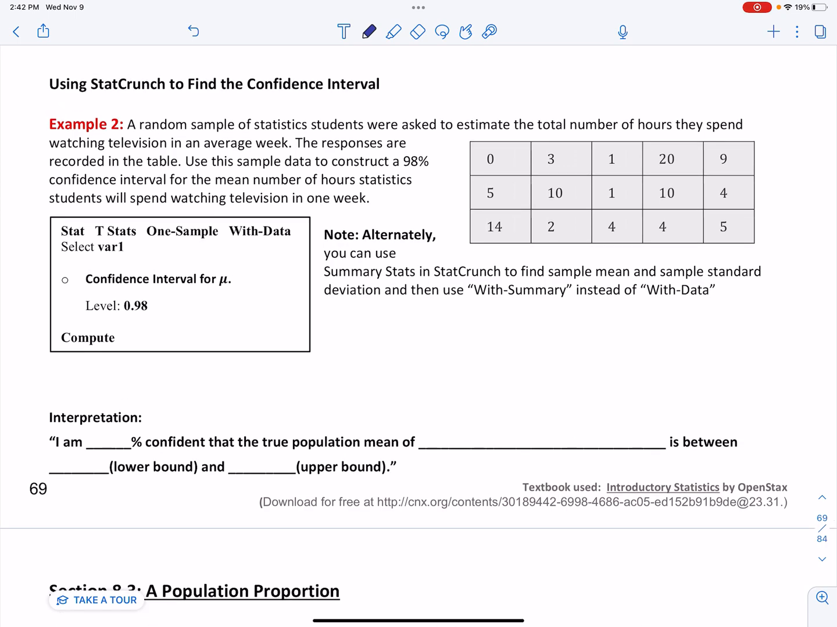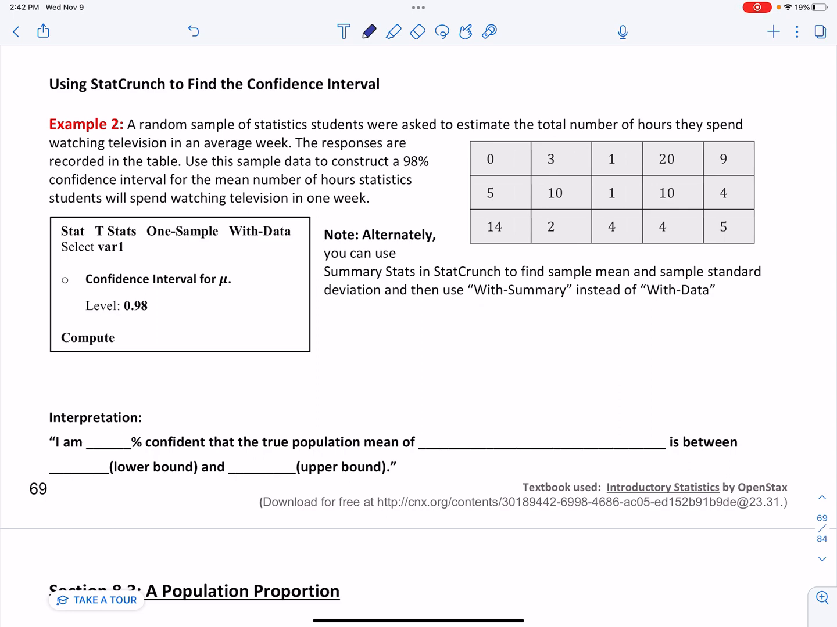The last one uses StatCrunch again. We've got a random sample of statistics students who were asked to estimate the total number of hours they spend watching television in an average week. The responses are recorded in the table. Use the sample data to construct a 98% confidence interval for the mean number of hours statistics students will spend watching television in 1 week.